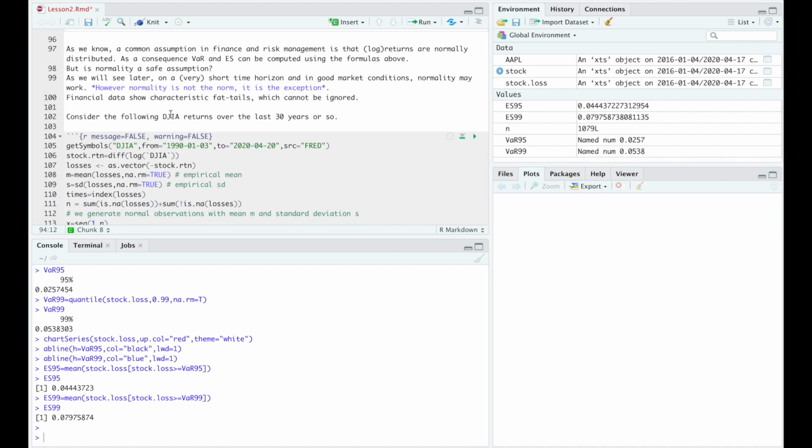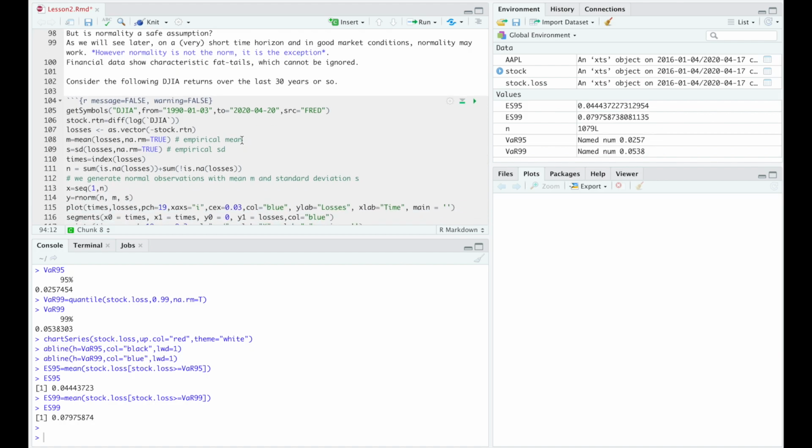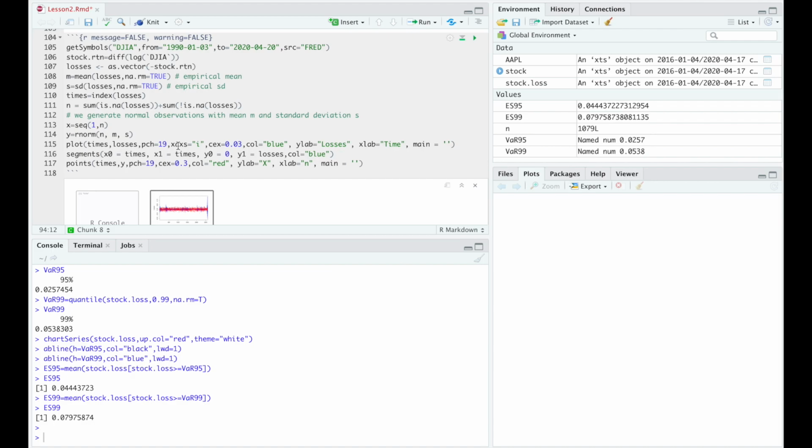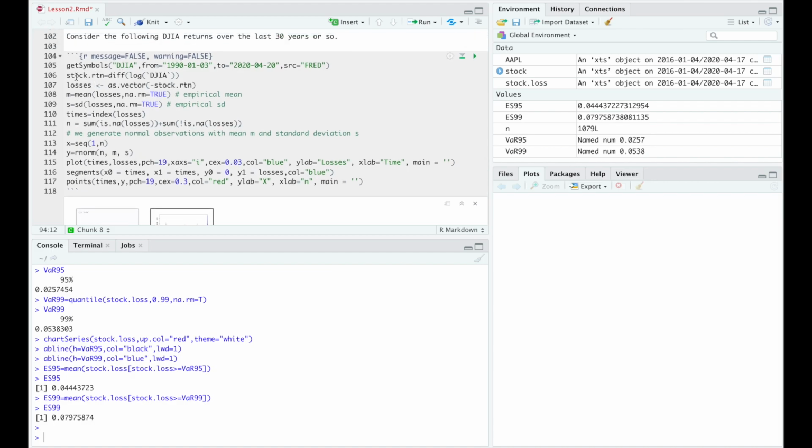Now, let's use, for example, the Dow Jones Industrial Average returns over the last 30 years, okay? Now, as before, I can easily get my data. I can compute the stock returns as before. Then I create a variable losses that contains the stock returns with a changed sign.